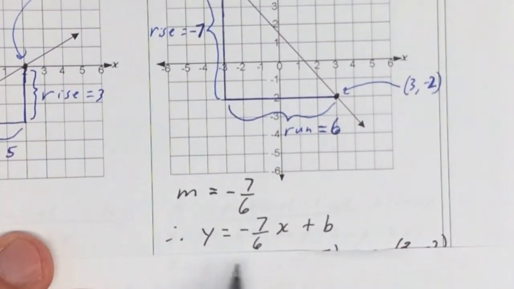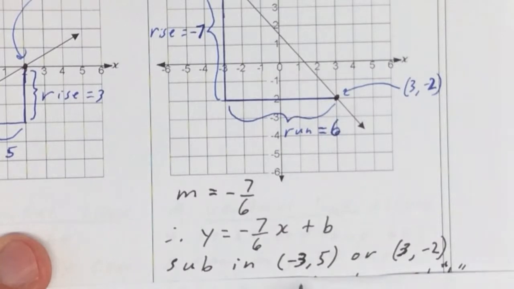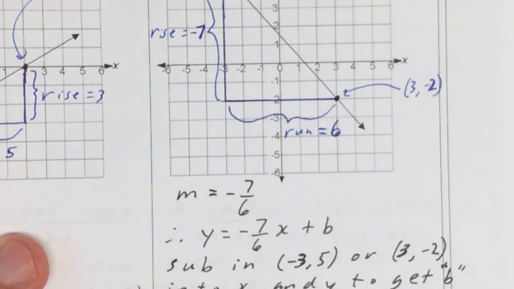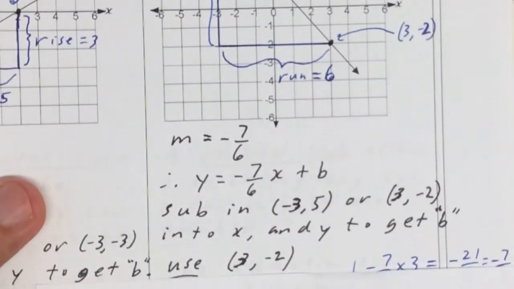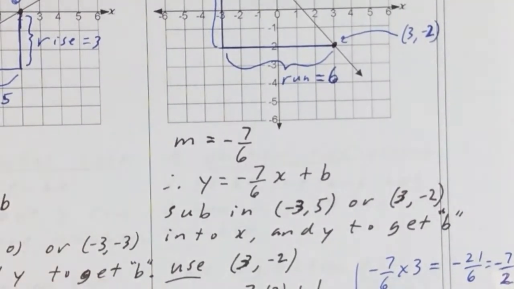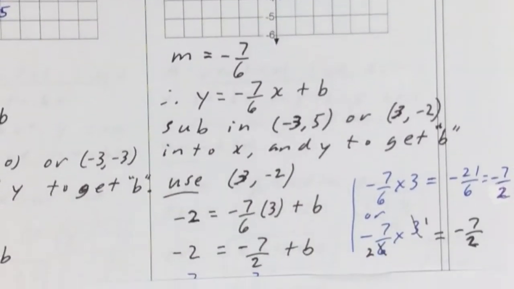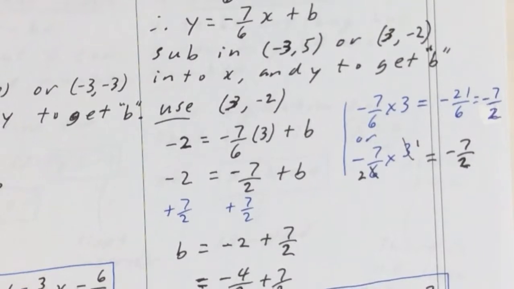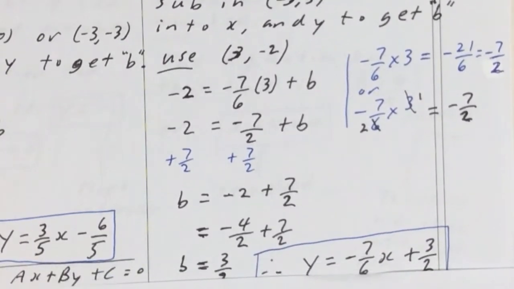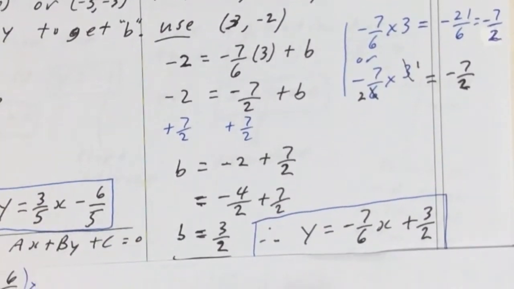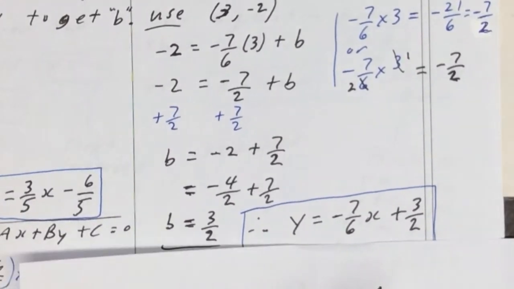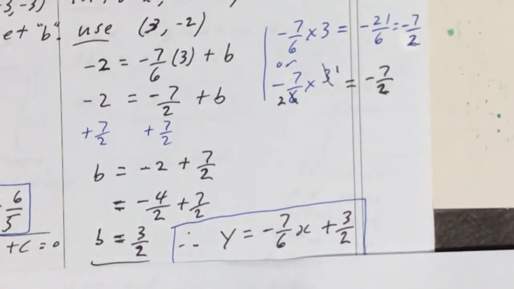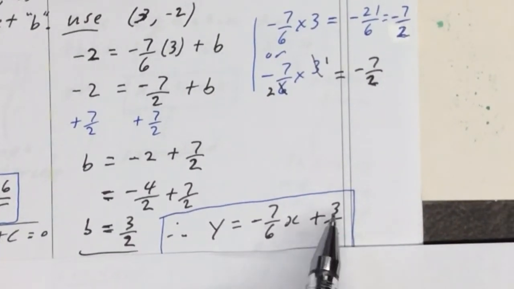So now you're going to try this equation here and sub in one of these 2 points. I'm going to use 3, negative 2. Okay, by subbing it in, we get that b is not the easiest to calculate, but we get b equal to 3 over 2. In the end is a nice answer. Okay. And y equals negative 7 over 6 x plus 3 over 2.